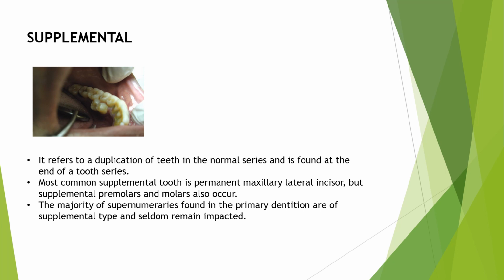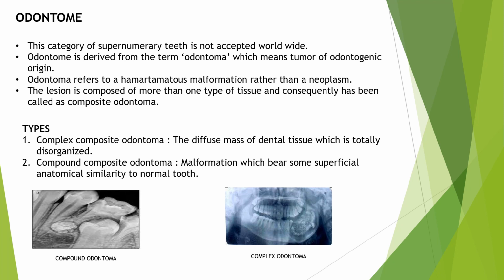They seldom remain impacted. Odontome. This category of supernumerary teeth is not accepted worldwide. Odontome is derived from the term odontoma, which means tumor of odontogenic origin. Odontoma refers to a hamartomatous malformation rather than a neoplasm. The lesion is composed of more than one type of tissue and consequently has been called composite odontoma.